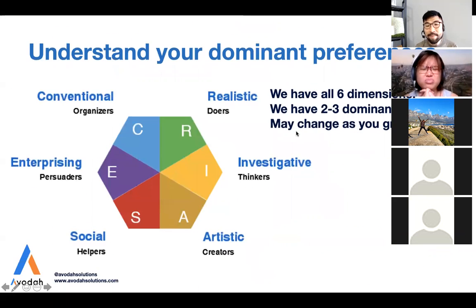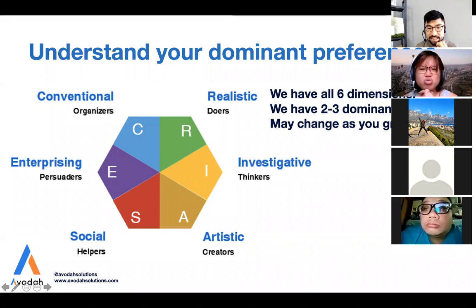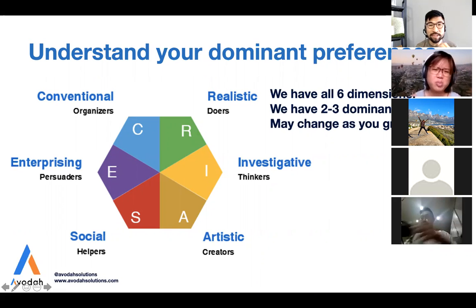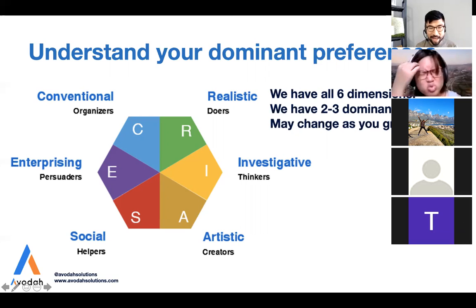So as I mentioned earlier about the dominant part, we all have 6 dimensions, but at any one point of time, we have 2 to 3 dominant preferences. So take note, these dominant preferences may change as we grow. One of the most common questions I get from people when using the RIASEC test is, is there a good profile? Is there a good set of codes to have? The answer is no, because we have all 6. There's no good or bad code.